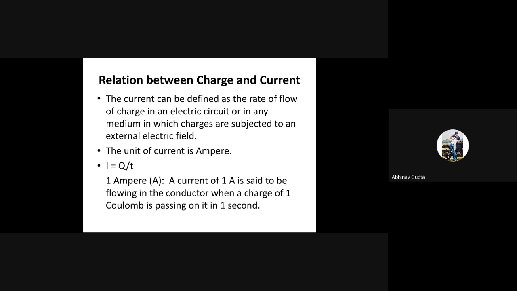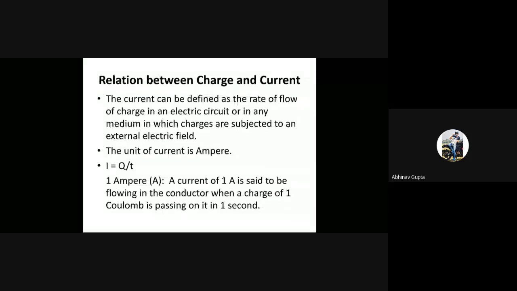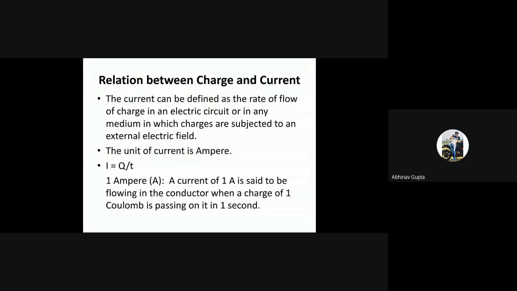Hence we can define the relation between charge and current: current can be defined as the rate of flow of charge in an electric circuit, in any medium in which the charges are subjected to an external electric field. The unit of current is amperes. Mathematically we can express it as I equals Q by T.